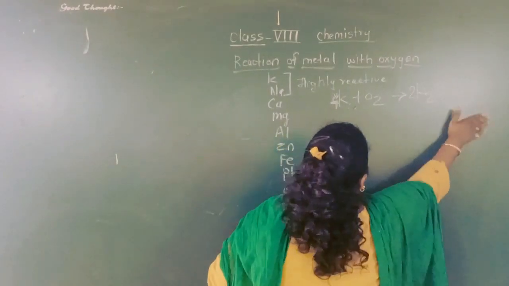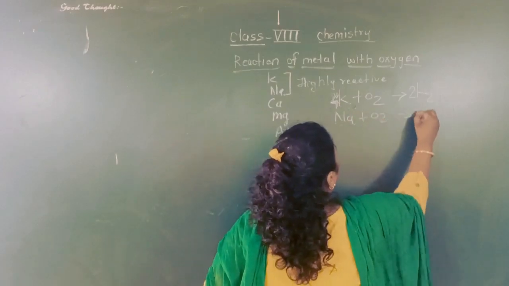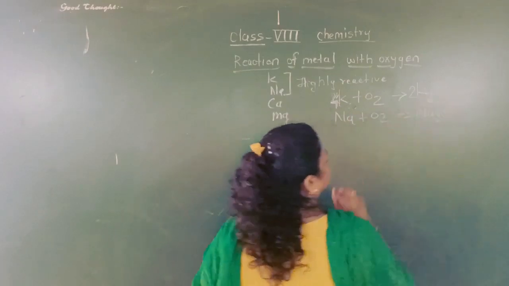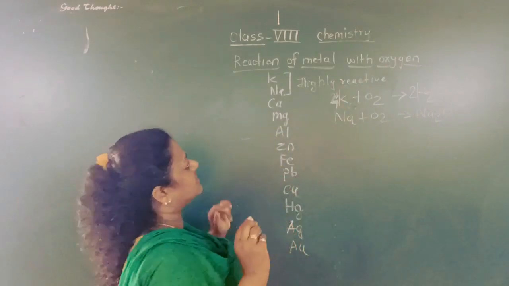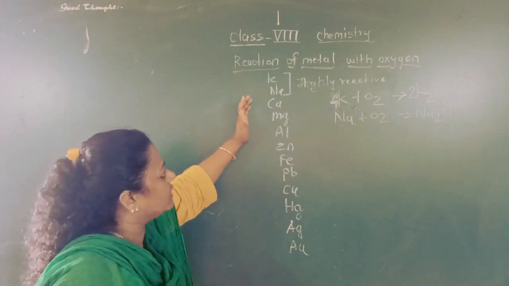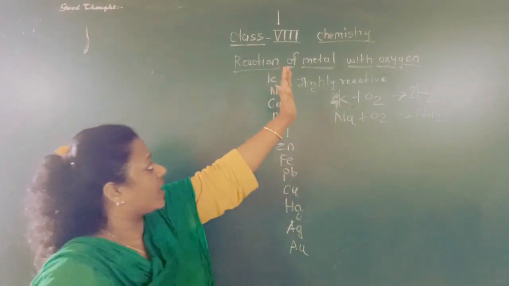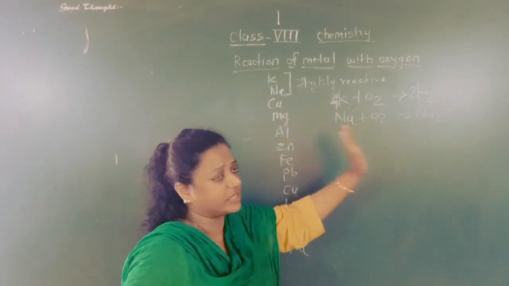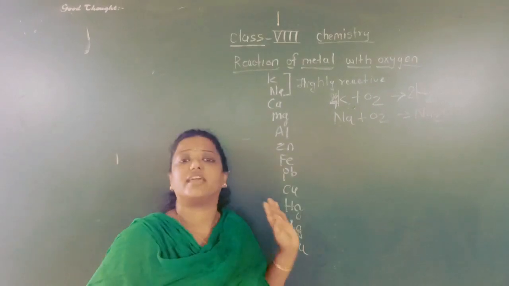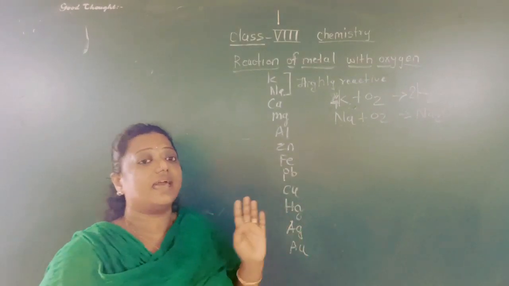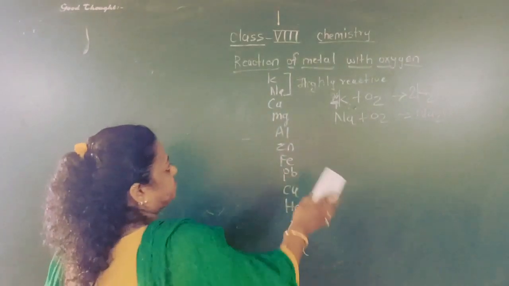Then the second will be what? Na plus O2 gives Na2O. Okay, Na2O. These are highly reactive metals, and when potassium and sodium come in contact with atmospheric oxygen, they form potassium oxide and sodium oxide. As they are at the top of the reactivity series, there is no need for any medium, and no need to supply any kind of heat to them. Okay, so I think the first point is clear for you.